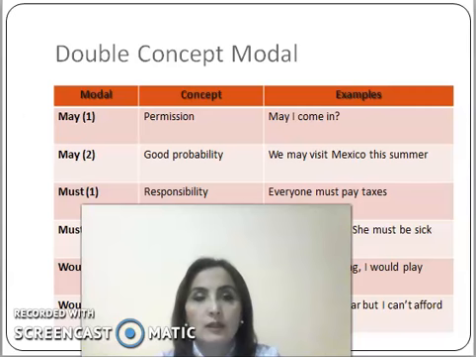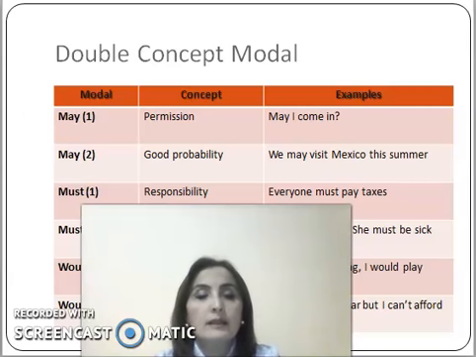Double concept modals. The first one is "may", and the concept is permission, and the example is: May I come in? May I use your dictionary for a while? The next one is again "may", and here the concept is good probability. So we may visit Mexico this summer.